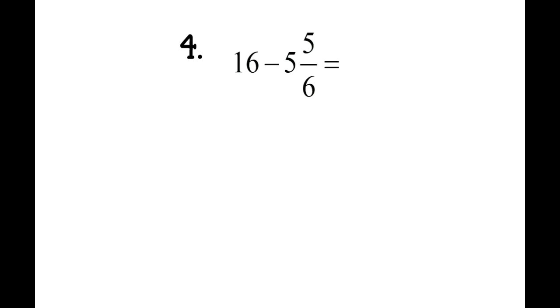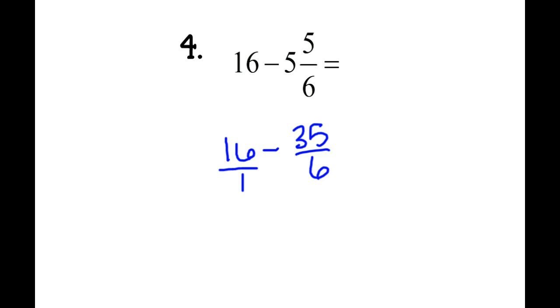Okay, number 4, I have 16 minus 5 and 5/6. This is one I definitely would use improper with. I just think it's much simpler and easier to look at with improper. So I have 16 minus, to make 5 and 5/6 an improper fraction, I'm going to do 5 times 6 is 30, plus 5 is 35/6. And I need to make 16 a fraction so that I can have a common denominator. So 16 as a fraction is 16 over 1.